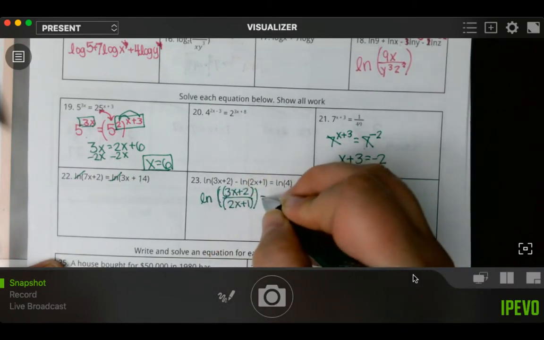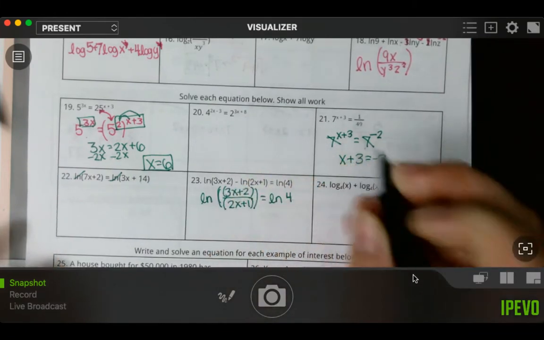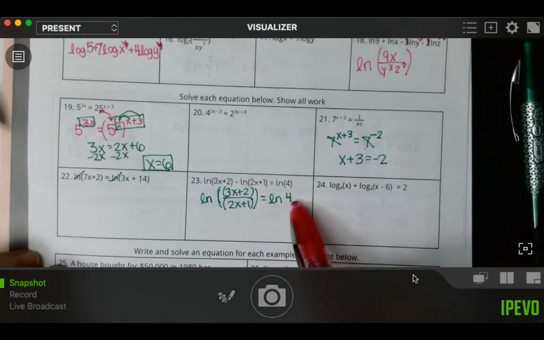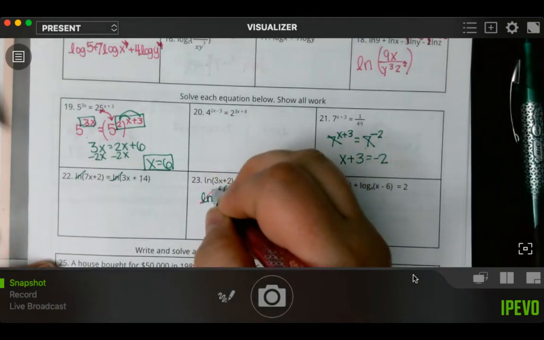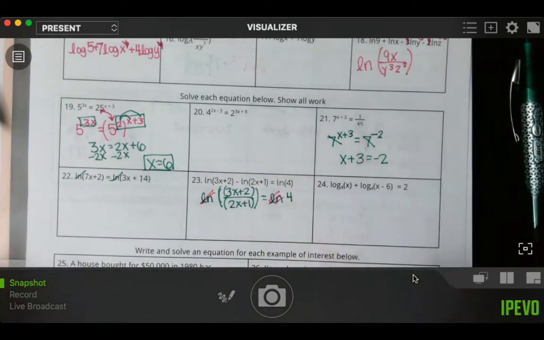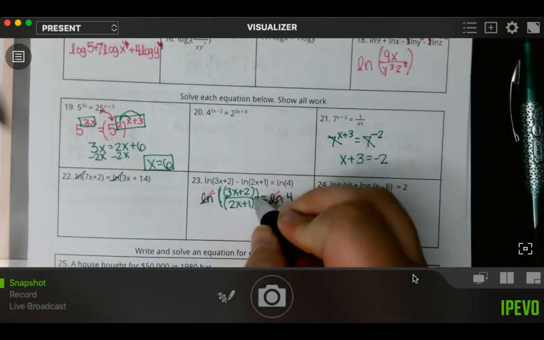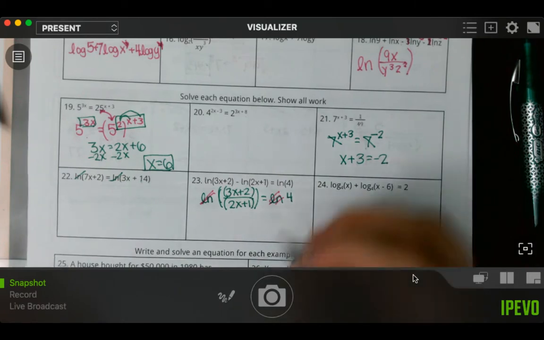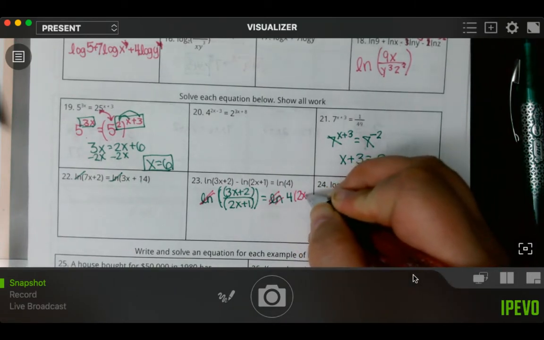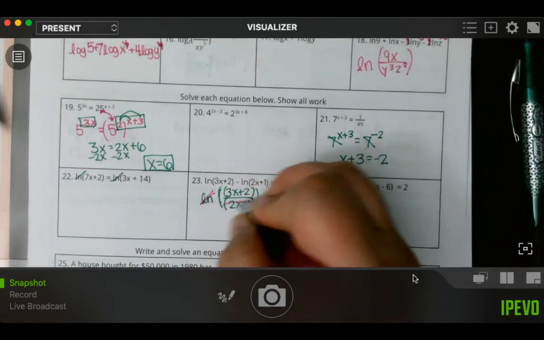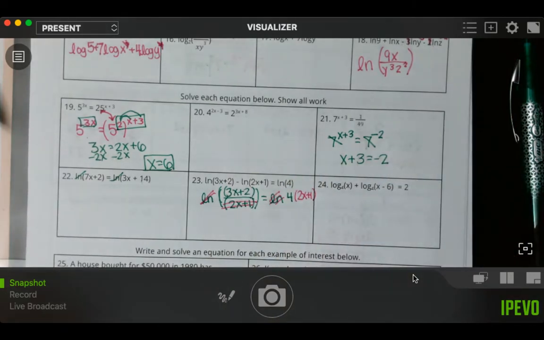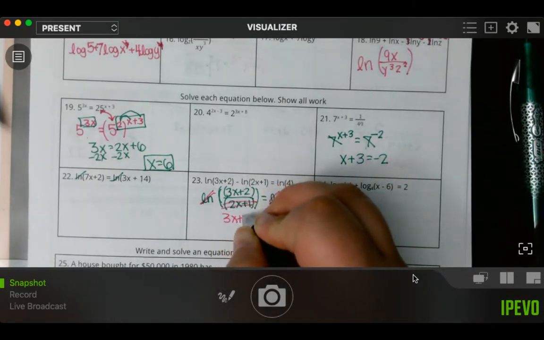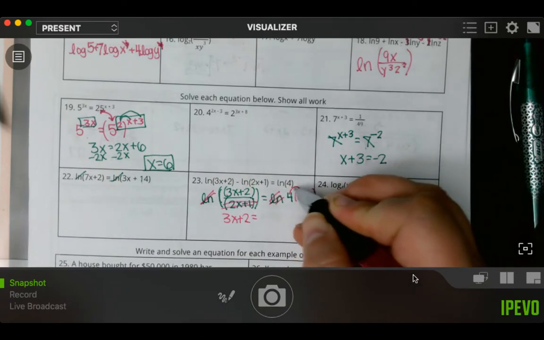I don't know why I did double parentheses there, but it's too late to change it now. This side doesn't change. Now, there's one ln on each side, or one natural log on each side. So those can cancel. People freak out a little bit when they see this one because they're like, this fraction looks crazy. Whenever you're dividing by something and you no longer want to be dividing by it, you multiply it to the other side and you cross it out. So this would become the equation 3x plus 2 equals 8x plus 4.